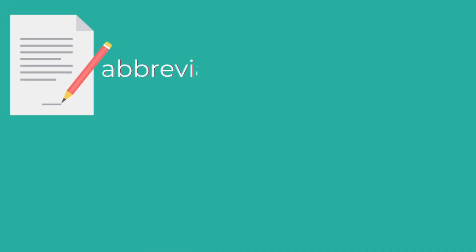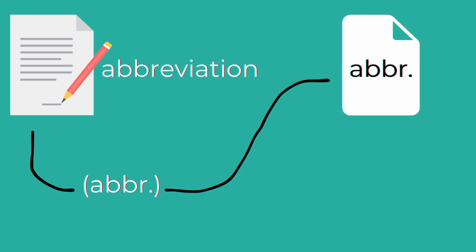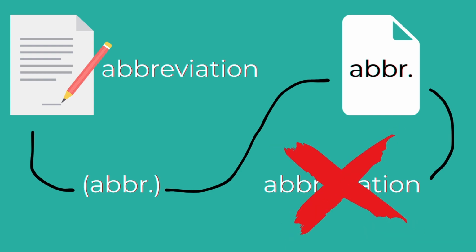The key to using abbreviations is to write whatever you're abbreviating in full the first time you use it in your assessment or paper. Then in brackets after that, put down the abbreviation. After that, you can use that abbreviation throughout your entire work, but don't use the full version again. Once you abbreviate it, use that abbreviation.